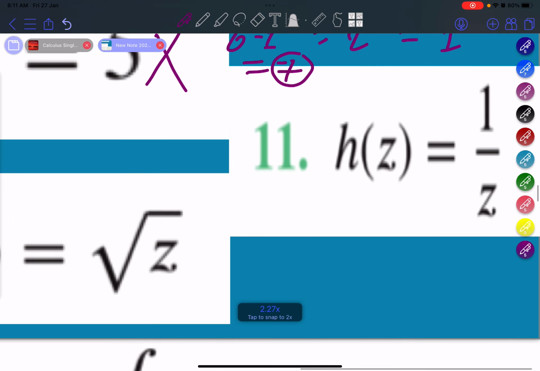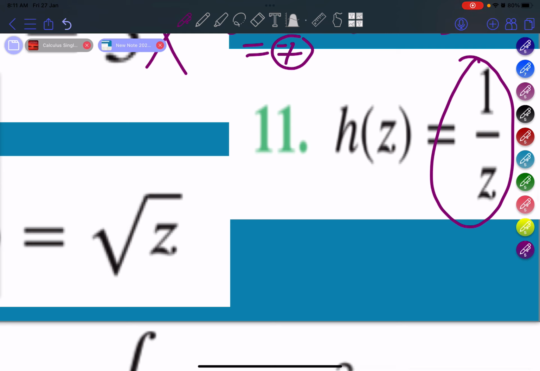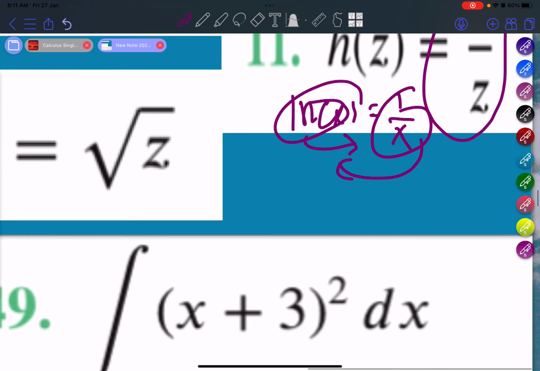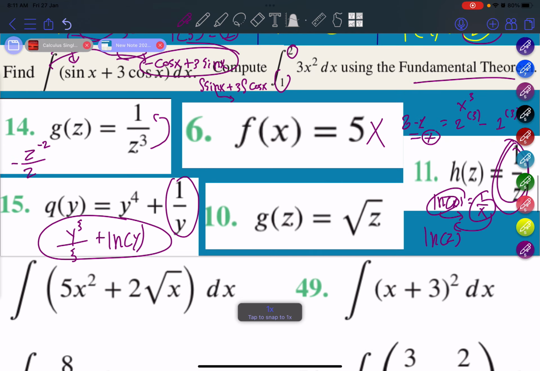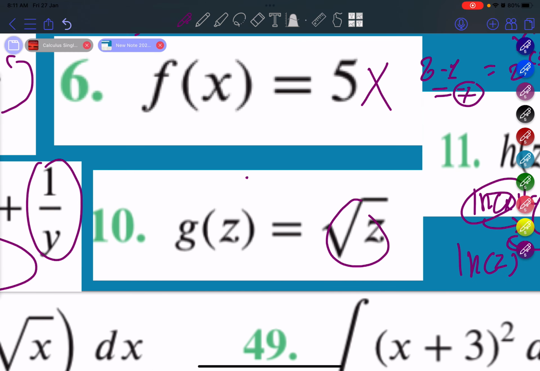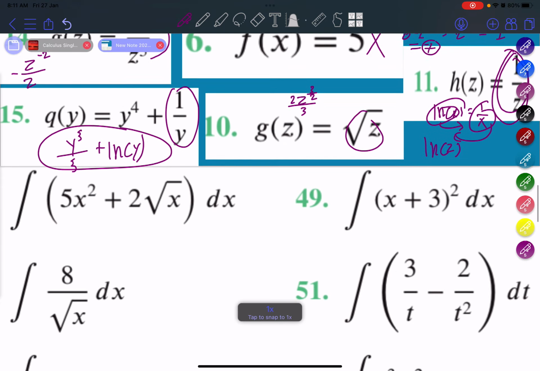Integral of 1 over z, again, the derivative of ln x will be 1 over x, hence the integral of 1 over x will be ln x. So integral of 1 over z will be ln z. The integral of root z, it becomes z power half plus 1, which becomes 3 over 2, divided by 3 over 2. The 2 will go up, hence it becomes 2z power 3 over 2 divided by 3.